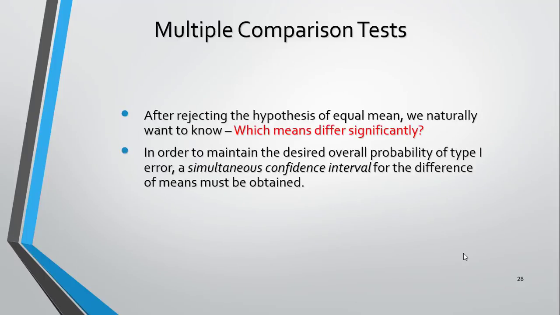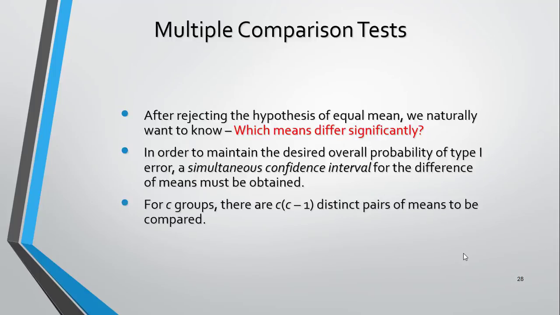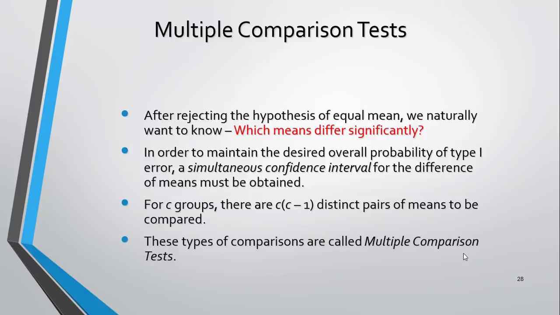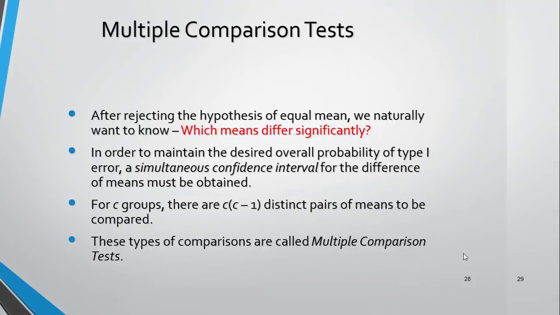You can do multiple comparison tests. After rejecting the hypothesis of equal means, we naturally want to know which means differ significantly. We only know that the means are not all the same. In order to maintain the desired overall probability of type 1 error, a simultaneous confidence interval for the difference of means must be obtained. For C groups, there are C(C minus 1)/2 distinct pairs of means to be compared. And these types of comparisons are called multiple comparison tests.